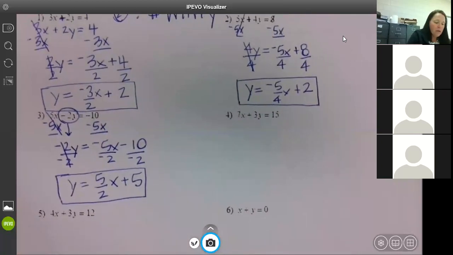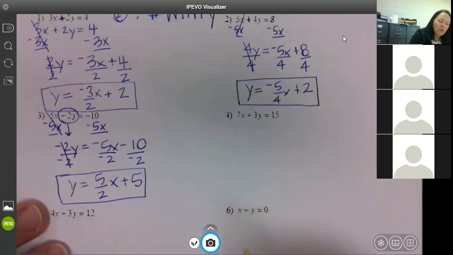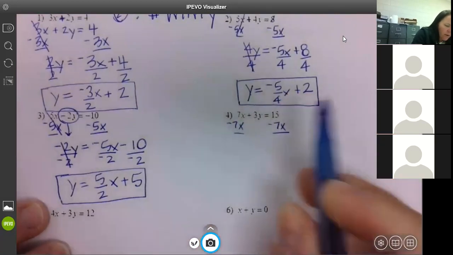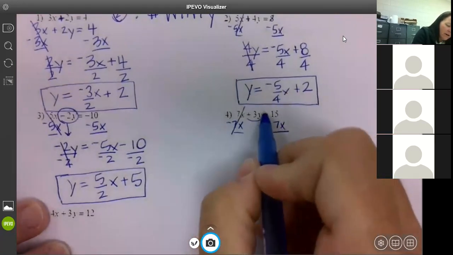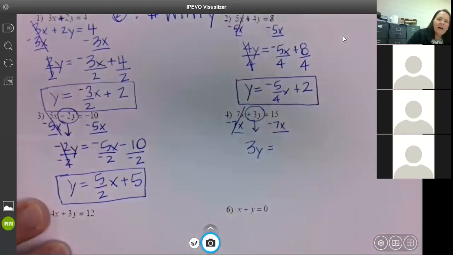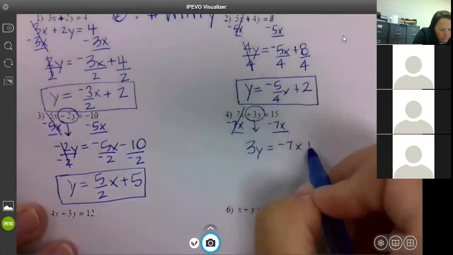All right? Look at number 4. What do I need to move? 7x. How do I move it? Anybody else? Minus 7x. So that cancels out. I bring down my positive 3y. And how do I write this side? Negative 7x plus 15. Perfect.